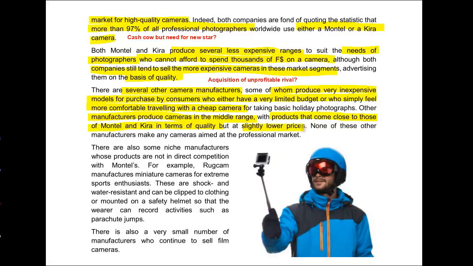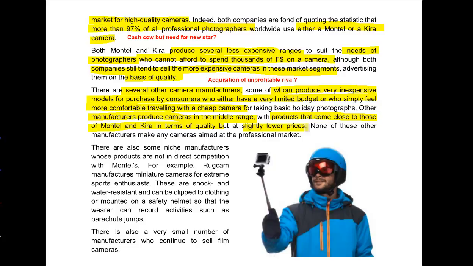So again, competition may be pretty strong in that market segment that's perhaps between the smartphone and the professional. That sort of gap where there's probably some demand. I imagine there has to be, otherwise they wouldn't produce them, and other manufacturers wouldn't do so either. So this middle range that perhaps is for enthusiasts, they're going to be close to Montel and Kira.